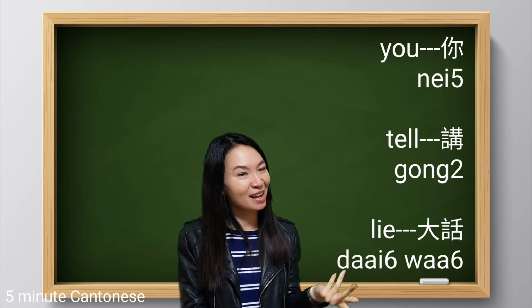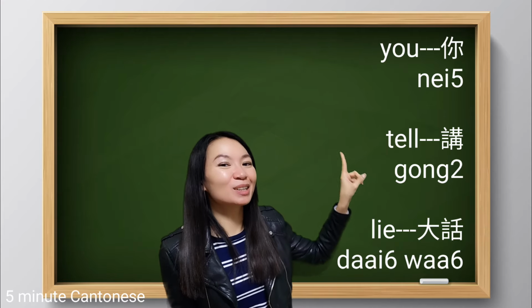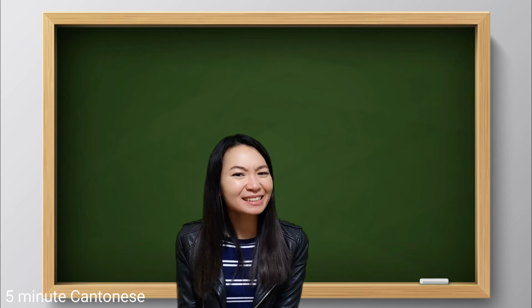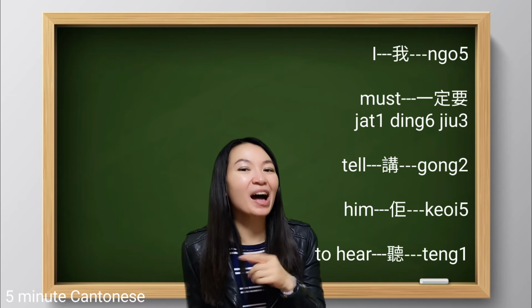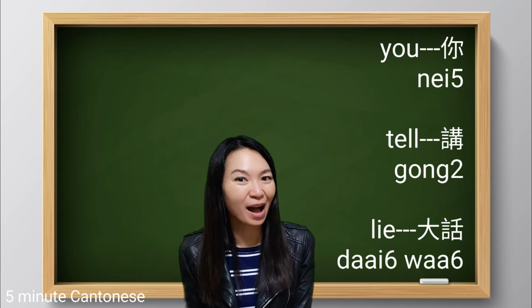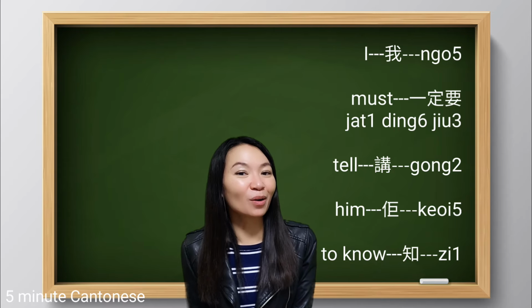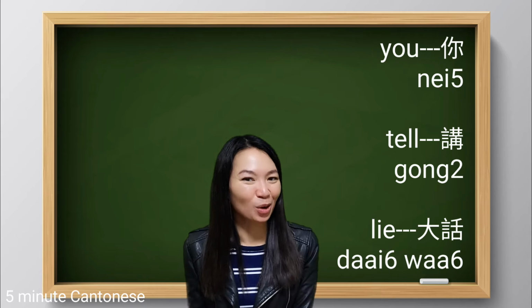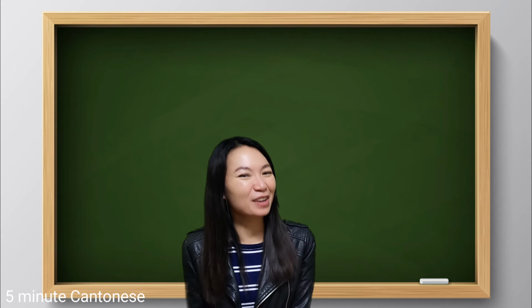How to say, I must tell him, you lie? 你 how to say to lie? 講, to tell a lie, 講大話. 我一定要同佢講，你講大話。我一定要講佢聽，你講大話。Last one, 我一定要講佢知你講大話。Very good.